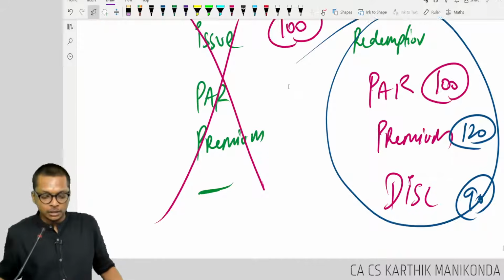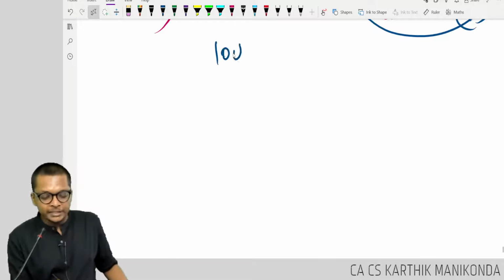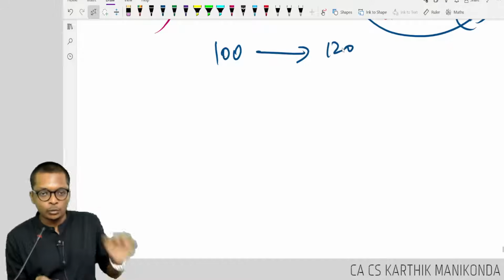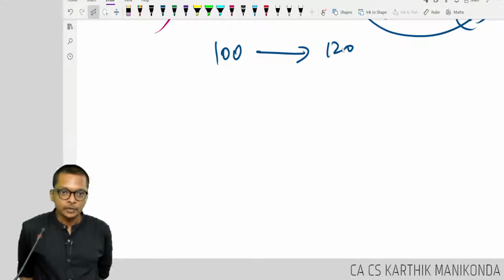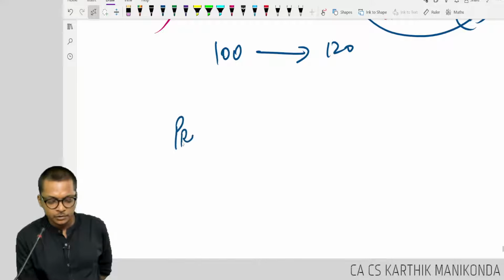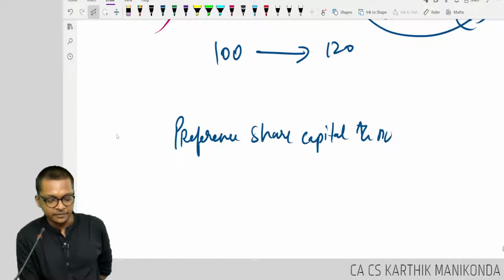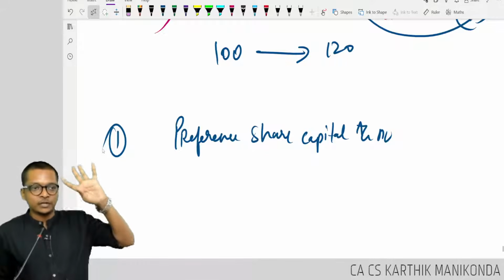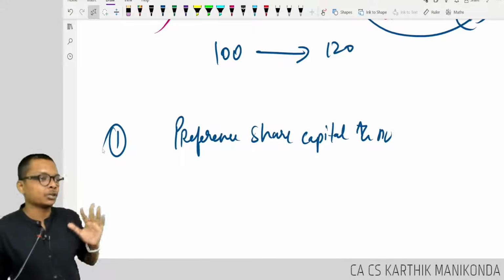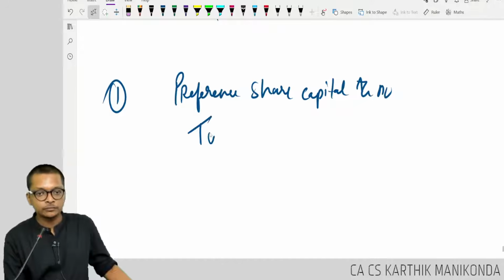Following? So, what is the first entry? Now, let's take a scenario. 100 rupees share, sir. We are repaying it 120. Keep that in mind. I am repaying it how much, guys? 120. So, entry will be preference share capital account debit. First entry, guys. You can write template. In the chapter there are only 4 entries now. For the 4 entries, we have to compute amount. That's it. So, first entry is preference share capital account debit to bank.